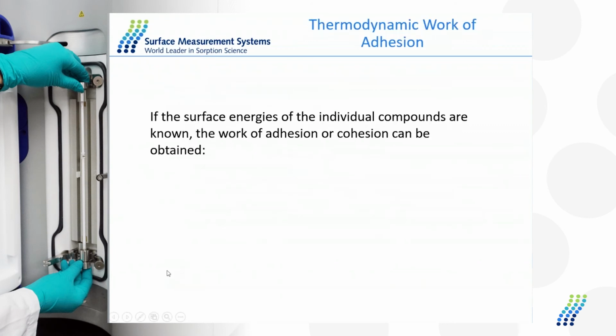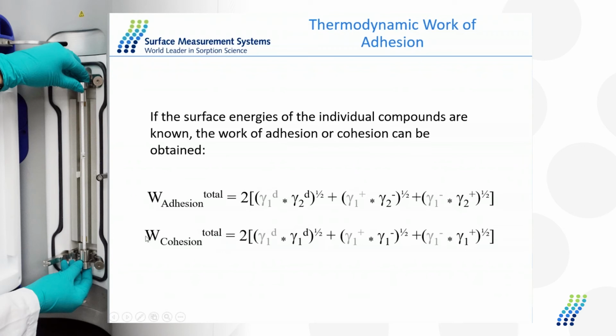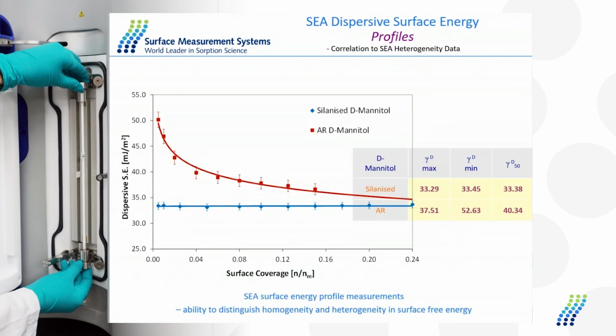And then once you know the dispersive and acid-base components of the surface energy, you can calculate the work of adhesion, which is the thermodynamic interaction between two dissimilar surfaces, or the work of cohesion, which is the thermodynamic interaction between two similar surfaces. Very often when you're looking at a mixture or a composite or a blend, it's the balance between the cohesive forces and the adhesive forces that can be important. So moving on to some data and some examples, which will take up the bulk of the remaining time.